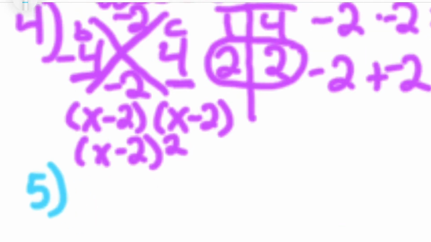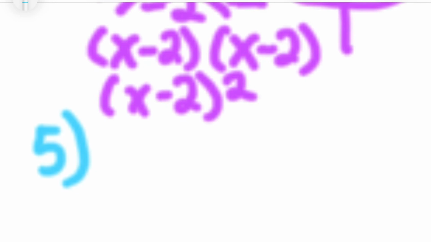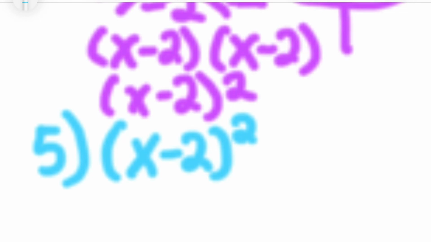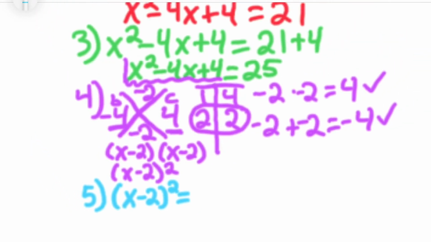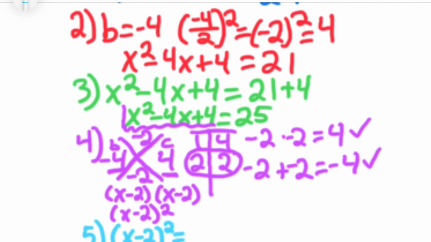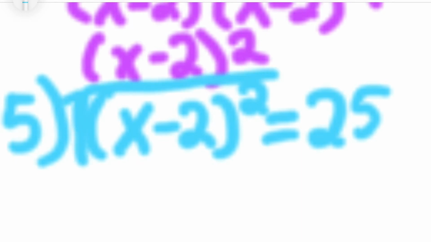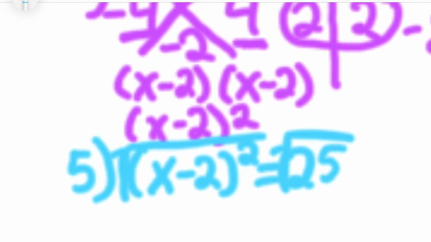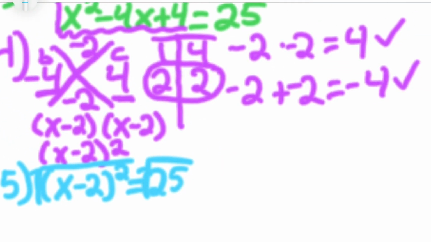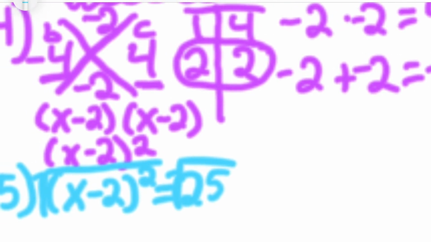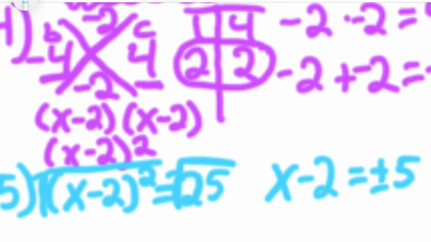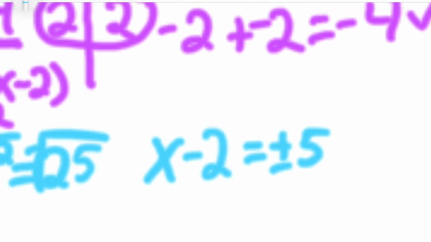So lastly, step 5. We are going to take our factored form from step 4, and we're going to set it equal to our right side from step 3, which was 25, and solve. So to get rid of the square, we have to take the square root. What we do on one side, we have to do to the other. So we get x minus 2 equals plus and minus 5.